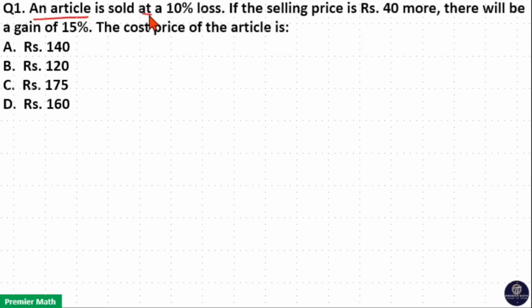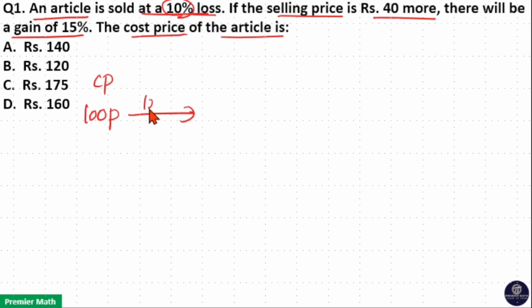An article is sold at 10% loss. If the selling price is rupees 40 more, there will be a gain of 15%. The cost price of the article is? Consider cost price of the article as 100 rupees or 100 parts. Now article is sold at 10% loss. So 10% loss means 90 part. Article is sold at 90 rupees or at 90 part.